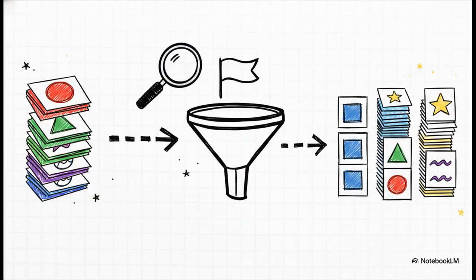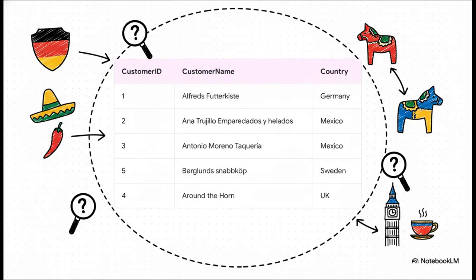Let's actually put it into practice. With this query, we're basically telling the database, hey, show me everything from the customers table, but first, sort all the records alphabetically by the country column. And here's the result. Look at that. All of our customers are now grouped together by country: Germany, Mexico, Sweden, the UK. Instantly, our chaotic list has a clear structure. We can see at a glance who is where.